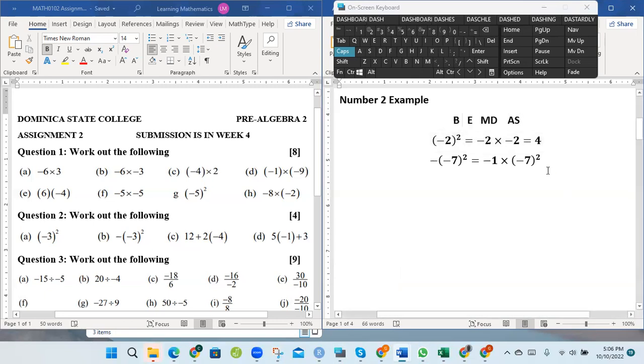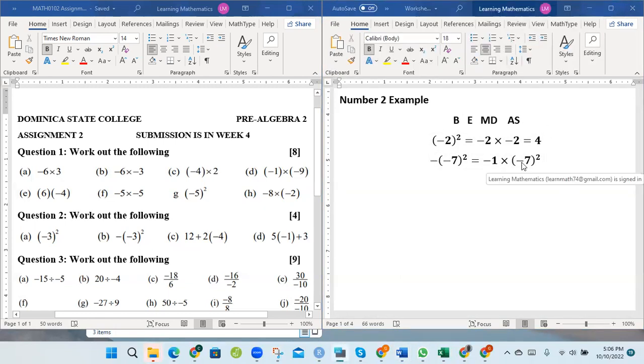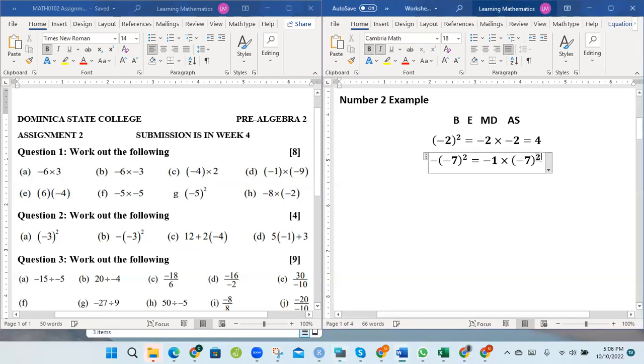So you must exponentiate before you multiply. And exponentiation means powering is an extended multiplication. So we have to do that first before we multiply by that -1 that is there. So therefore, basically what is going on is -1 times -7 times -7. Because -7 squared is -7 times -7.